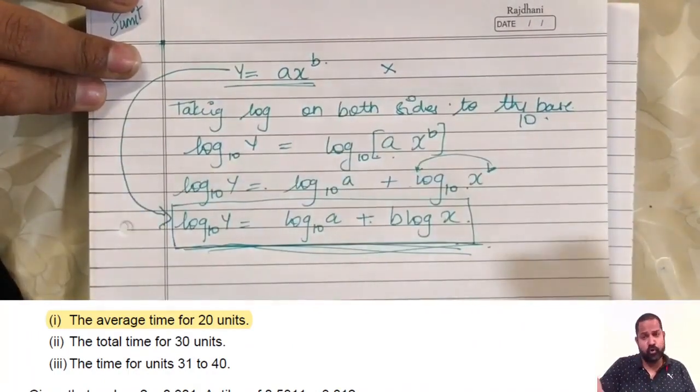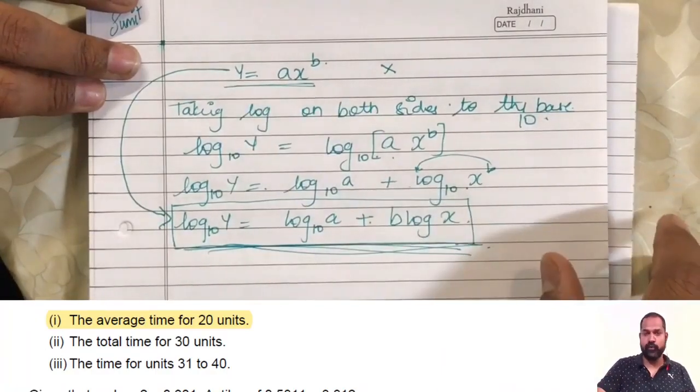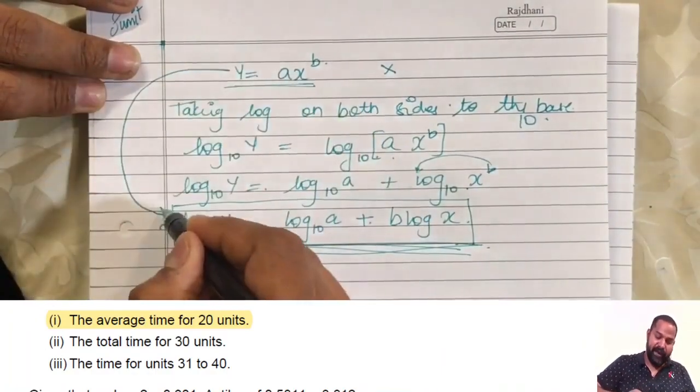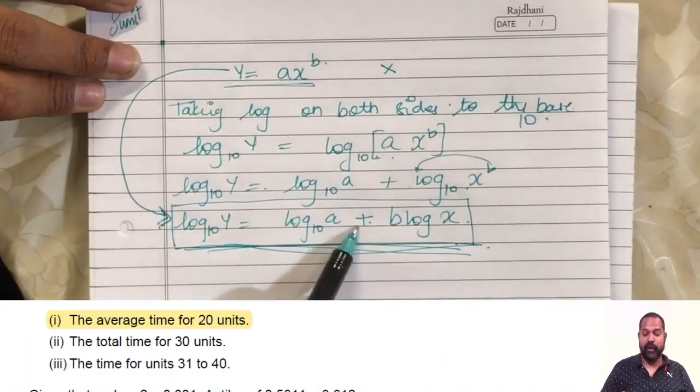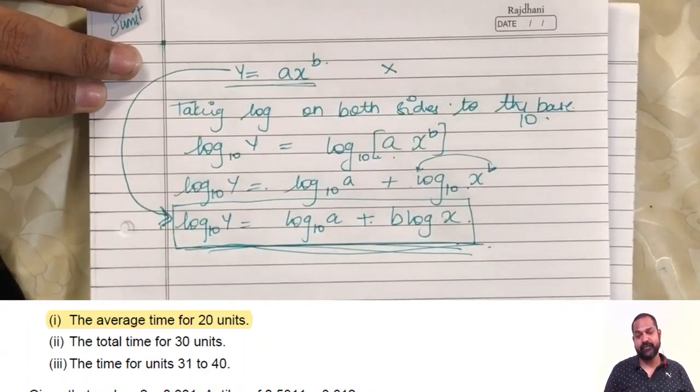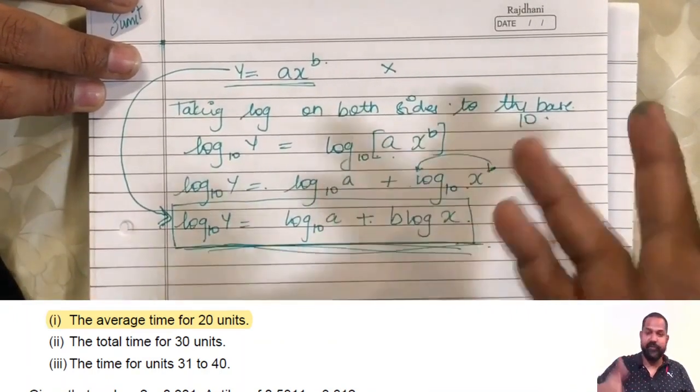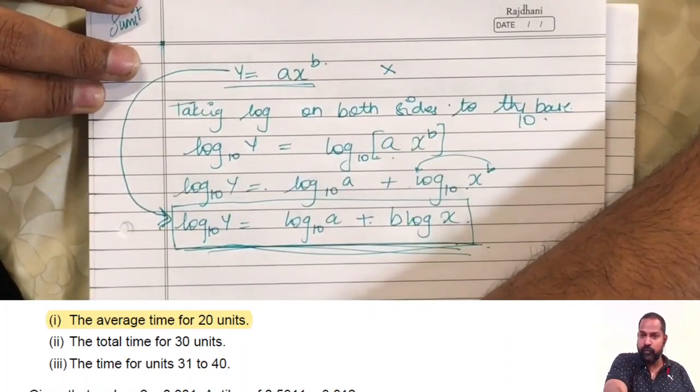Now this, if you want to show, you can show. If you don't want to show, it's okay. And we have log y is log a plus b log x. And then we start substituting whatever we know.